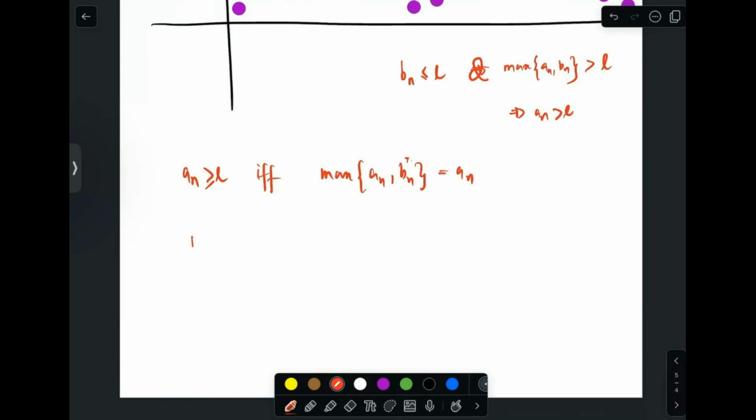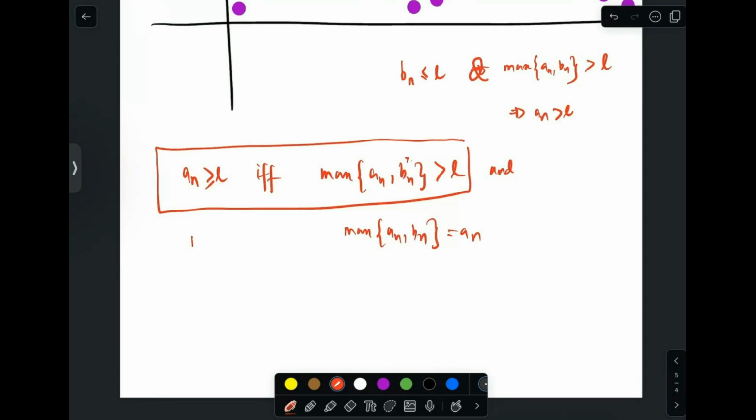If an is greater than or equal to L, sorry, L, and therefore max of an, bn is equal to an. Does it make sense? So this is the basic concept. an is greater than or equal to L if and only if max of an and bn is greater than L, and this implies that max of an and bn is equal to an. Why? Because bn is less than or equal to L, and an is greater than L. So naturally max will be an, right?